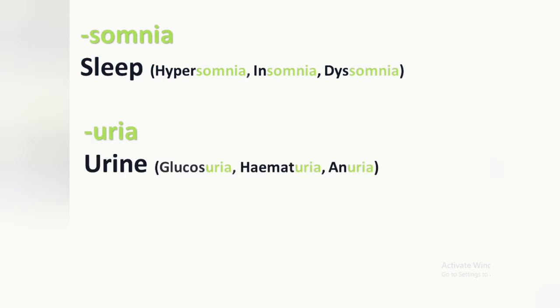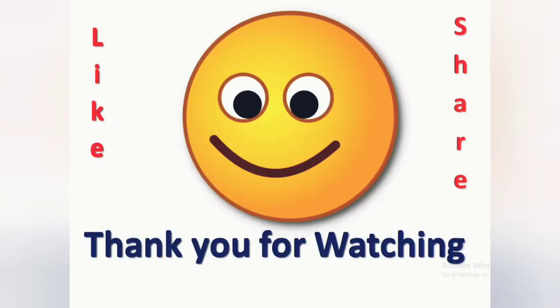Another suffix is uria, which means urine. For example, glycosuria. Glycosuria means if there is presence of glucose in the urine, the condition is known as glycosuria. This condition might occur during diabetes. Next one is hematuria. Hematuria is the condition in which blood is present in the urine. It might be because of some infections as well as the presence of stone in the renal system. Next one is anuria. Anuria means if there is absence of urine, no urine passed, then the condition is known as anuria.